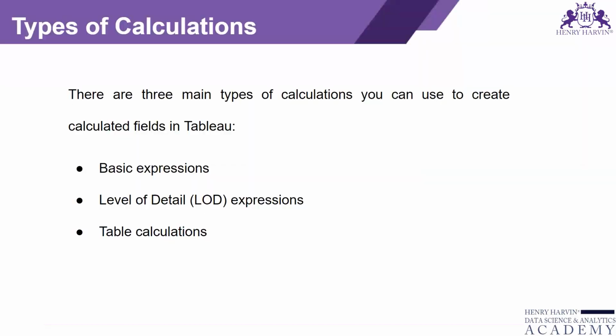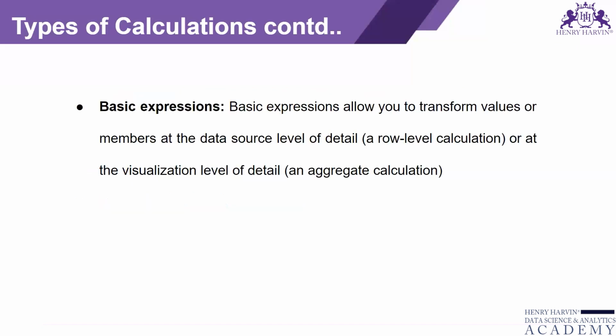Now here come the various types of calculation that can happen. The example that I showed you is an example of something called a simple expression or basic expression. Then there are LOD expressions and table calculations. Basic expressions allow you to transform values or members at the data source level of detail or the visualization level of detail.